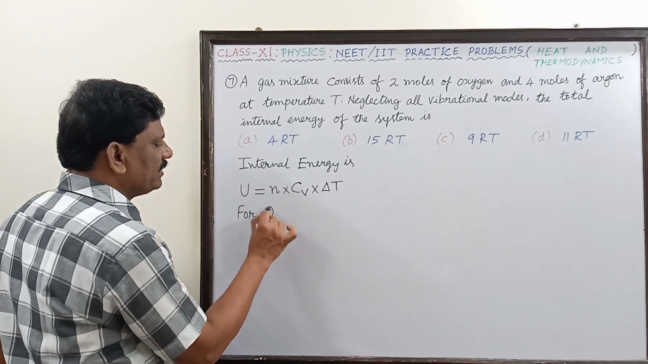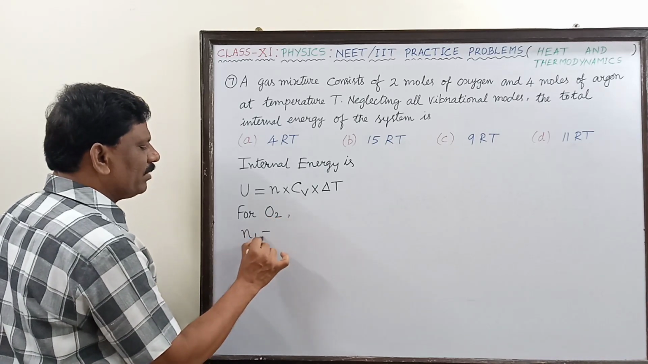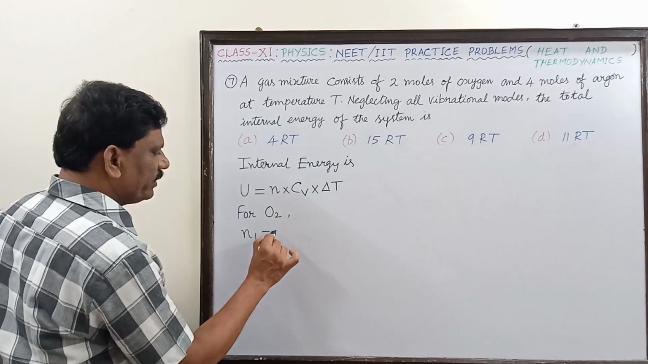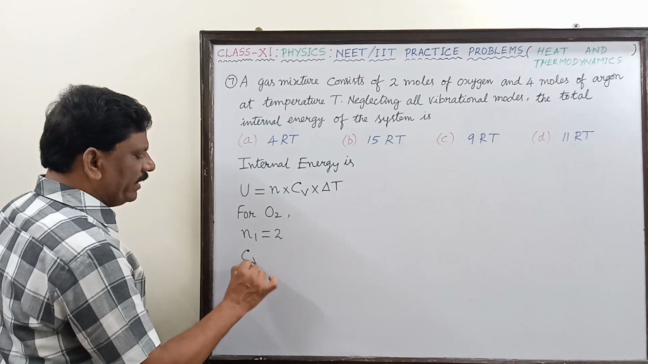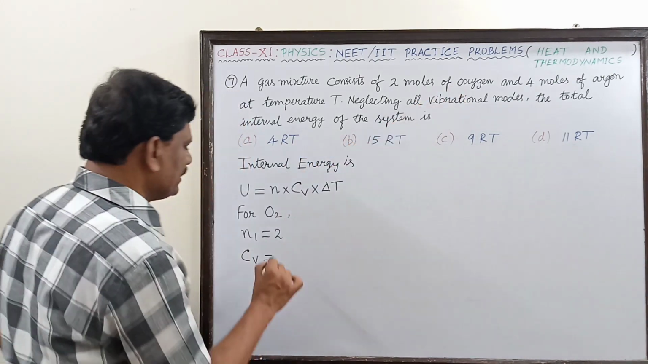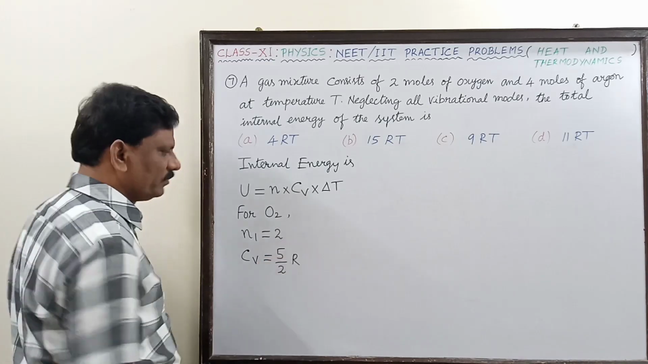For oxygen O2, the number of moles N1 is equal to what? 2 moles. So N1 is equal to 2, and the value of CV for oxygen, a diatomic gas, is 5 by 2 R. 5 by 2 R.